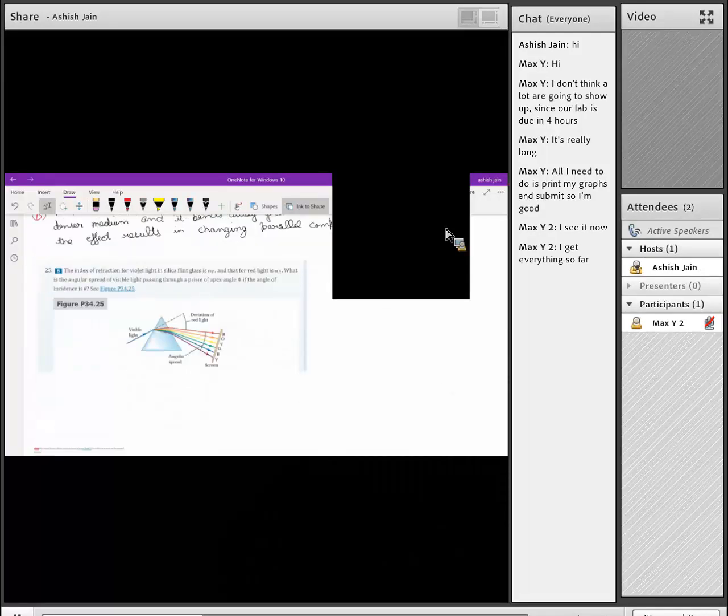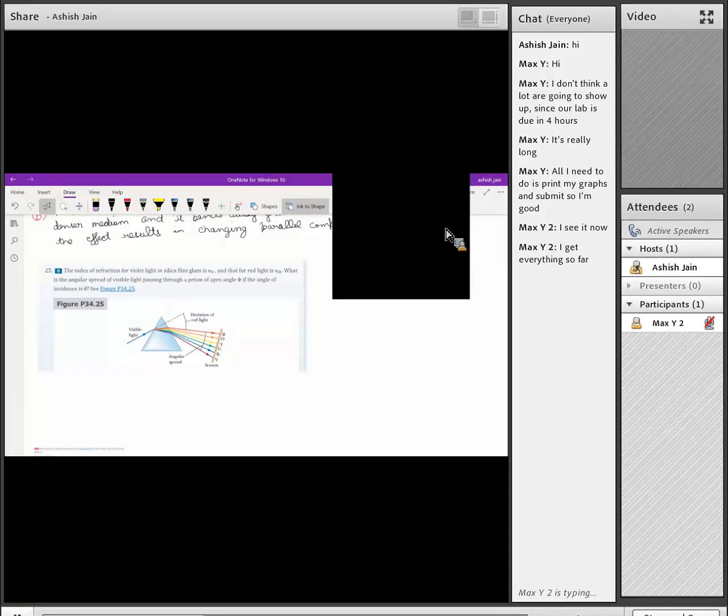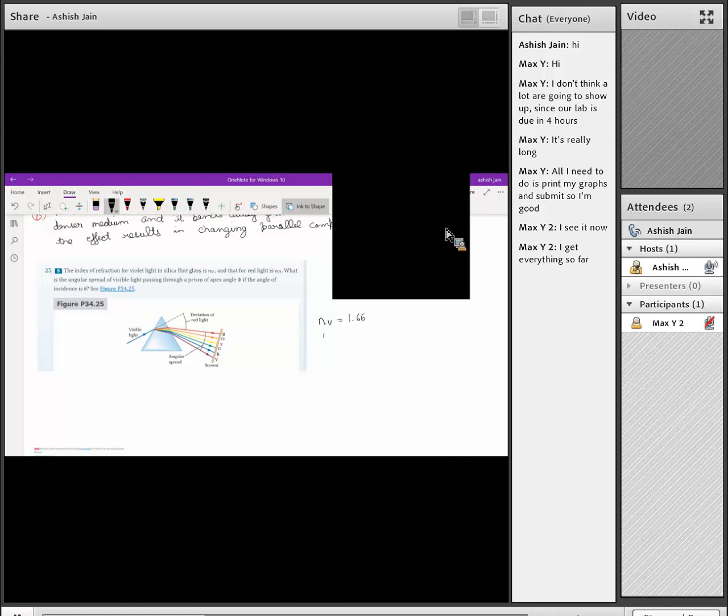I'll read the question for you first. The index of refraction for violet light in silica flint glass is NV. That for red light is NR. What is the angular spread? So I'll give you, NV is 1.66, NR is 1.62.